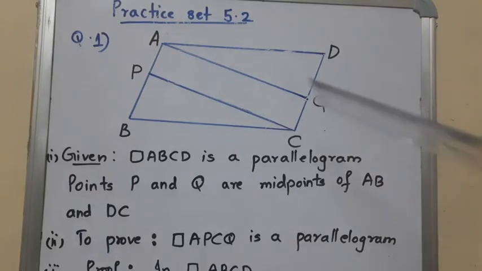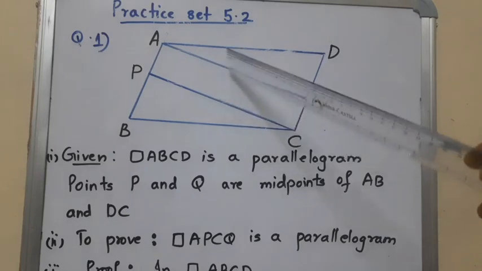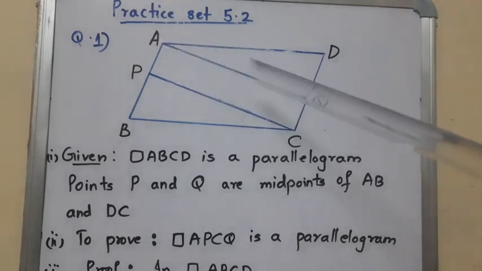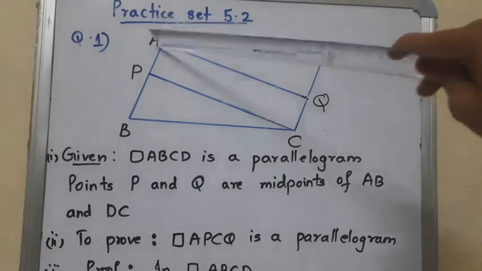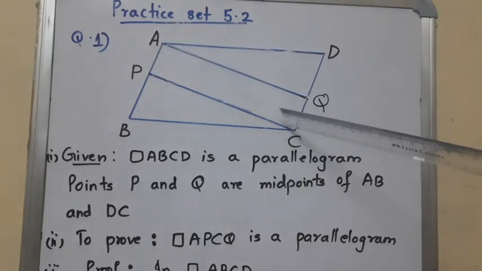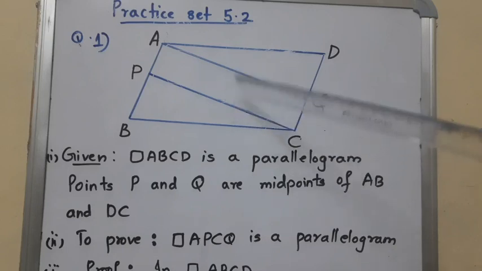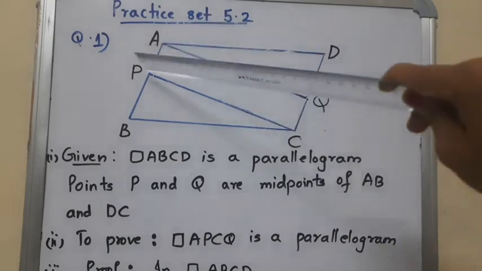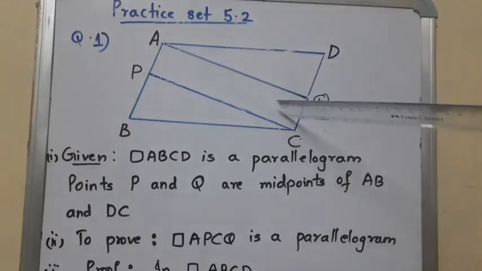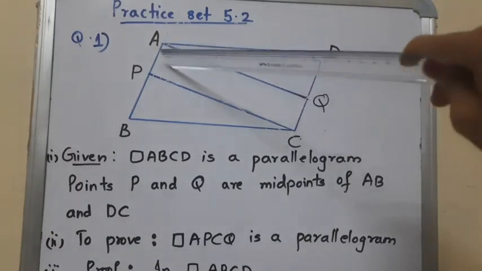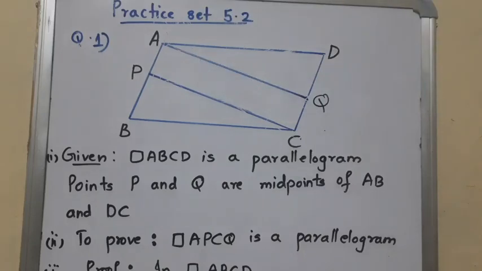So in order to prove this as a parallelogram, we have to prove that opposite sides of this quadrilateral are congruent to each other. If we prove that AQ is congruent to PC, then we can say that AQ and PC are opposite sides of this quadrilateral. And if opposite sides are congruent to each other, then the quadrilateral is a parallelogram.